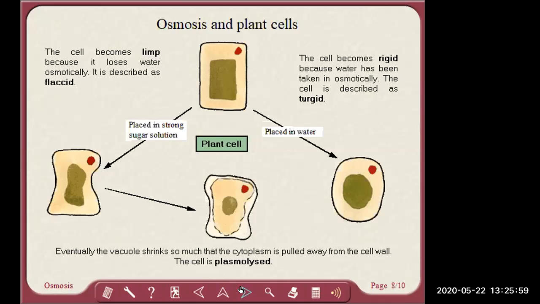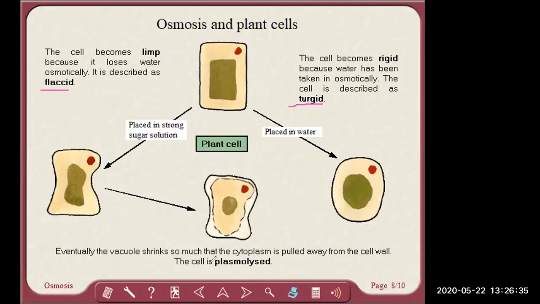So three terms here that I want you to be familiar with. One, the word flaccid. All right, it is limp, soft, and this is when the cell loses water. This one is turgid, meaning that the cell gains water, as in this case, it becomes firm because the cell wall is pushing back against the contents of the cell in the vacuole.